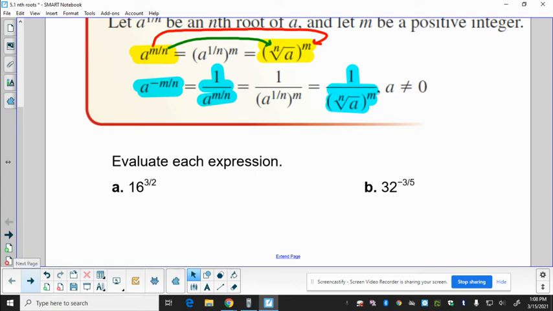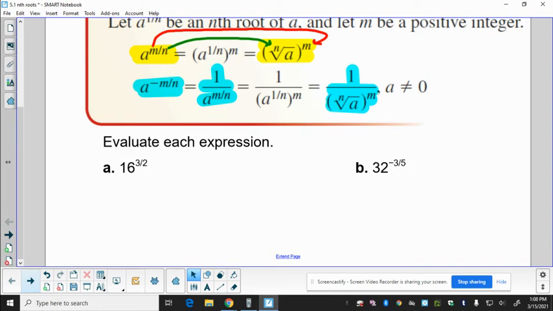So let's try this out. How about part A? Let's evaluate each expression. So 16 to the 3 halves power. Well, what I'm going to do is I'm going to rewrite this in this form, and I'm going to follow my guidelines from above. That number is the power. The bottom number is the root. You don't really need to write that root, but you can if you want to.